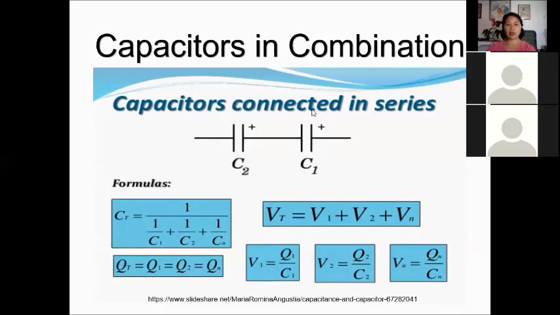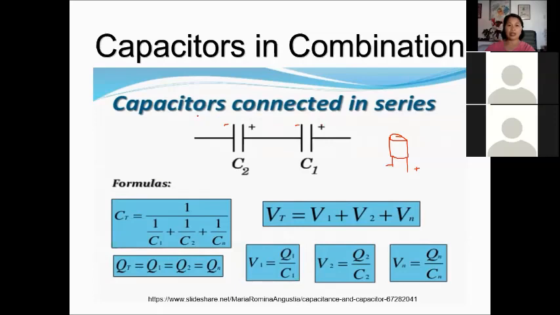Sige. Again, capacitors connected in series. Now, notice na yung sample capacitor kanina, electrolytic capacitor, meron positive at saka negative terminal or legs. No? Now, in series connection, what we have to do is to connect plus, minus with plus, and minus with plus. So, plus, minus, plus, minus. Ganun yung connection ng series.